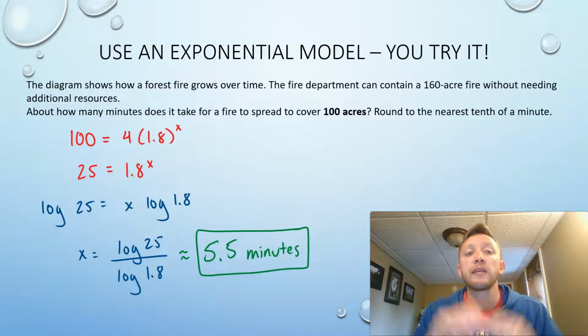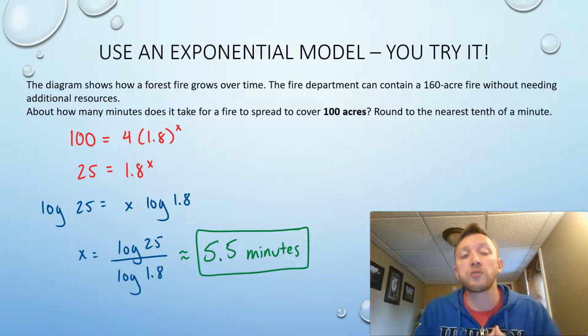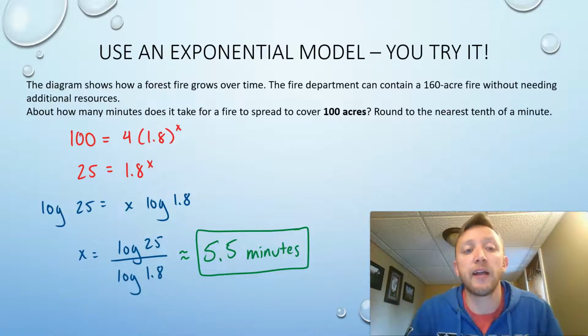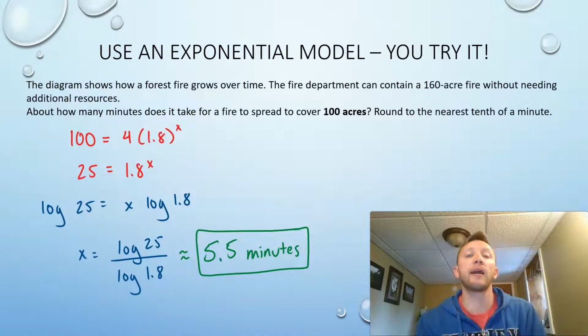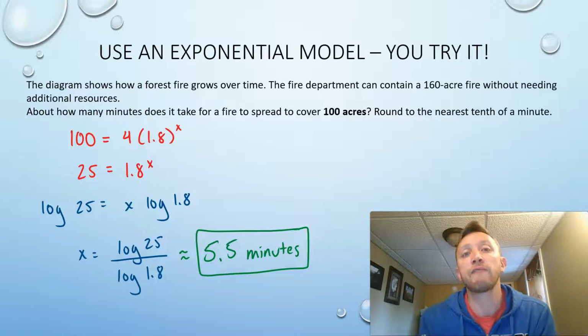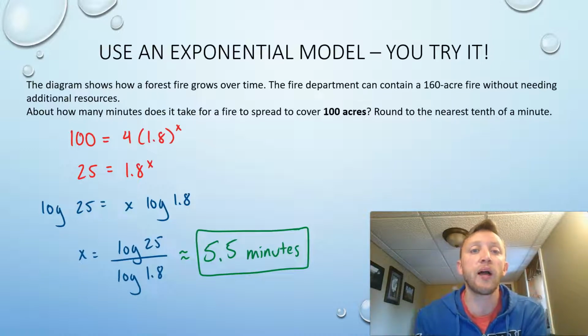Okay, so now I can take the log of both sides, and notice how I combined those two steps in one here. I took the log of both sides, and I moved that x in front of the logarithm on the right side there. So we'd have log of 25 equals x times the log of 1.8. Now I just have to solve for x, so I'm going to divide both sides by log of 1.8. So log of 25 divided by log of 1.8, again rounded to the nearest tenth of a minute, we get 5.5 minutes here. It's about how long it would take for the fire to spread to cover 100 acres.